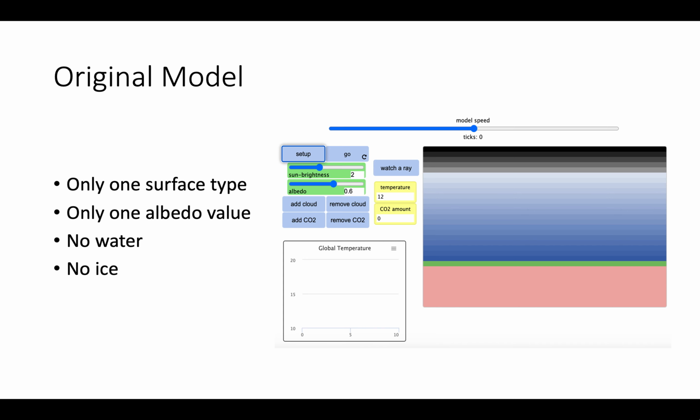As you can see, the model only has one surface type. It also has only one albedo value. The albedo value is the value that controls how much light gets reflected when it hits the surface. Also, there's no water, there's no ice, so there's only one surface type.